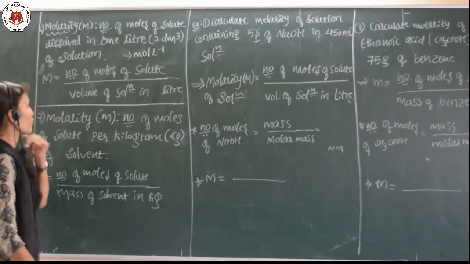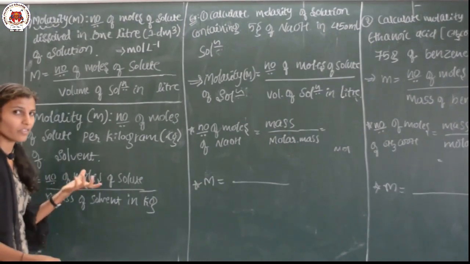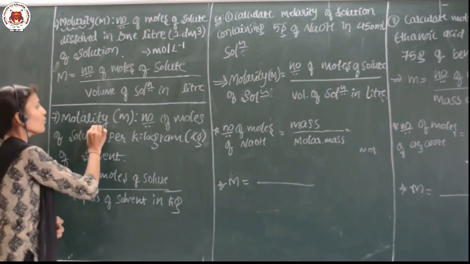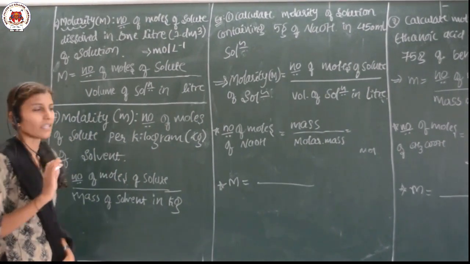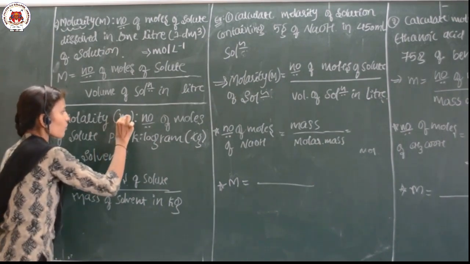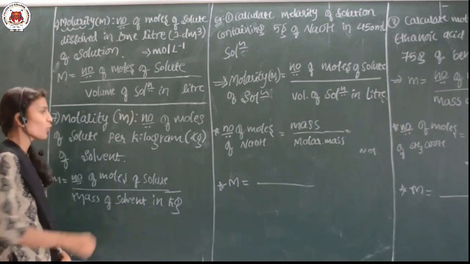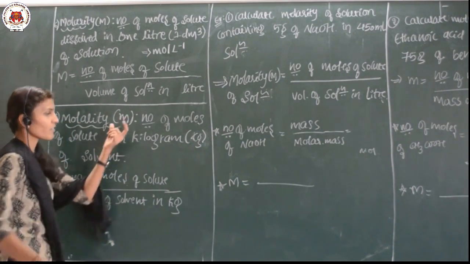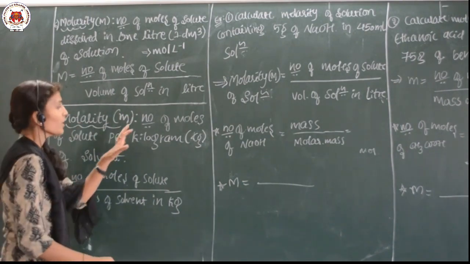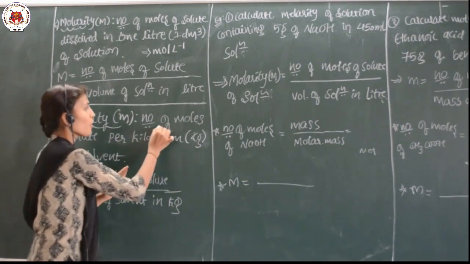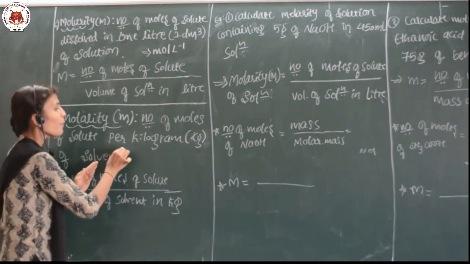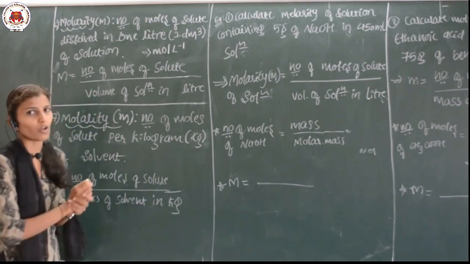Okay. So let us go for the next concentration term, that is molality. Molality is expressed as small m. Here it can be defined as number of moles of the solute per kilogram of the solvent.